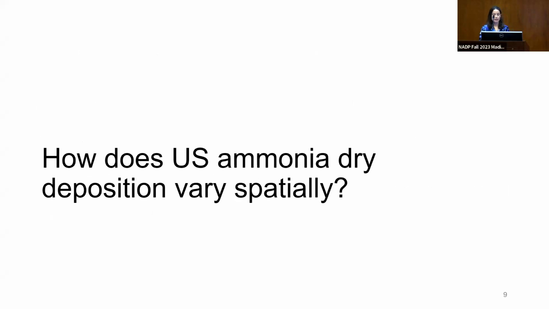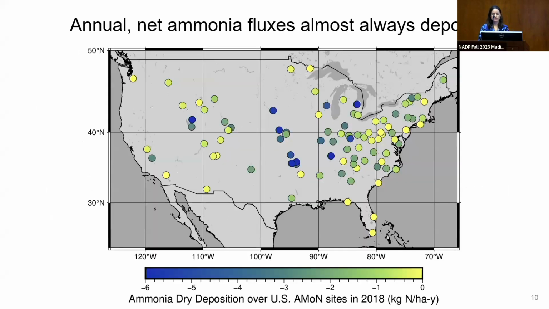So first, looking at spatial variability in this process, here I'm showing annual average net ammonia fluxes across the United States, again over the AMON network. We can see, using negative values to represent depositional fluxes rather than emissive fluxes, that sites almost always, at least on an annual average basis, deposit on net.